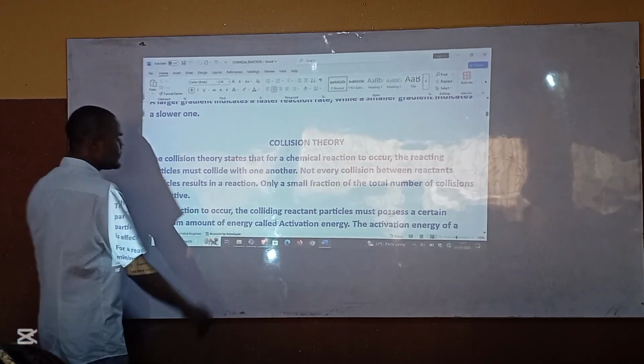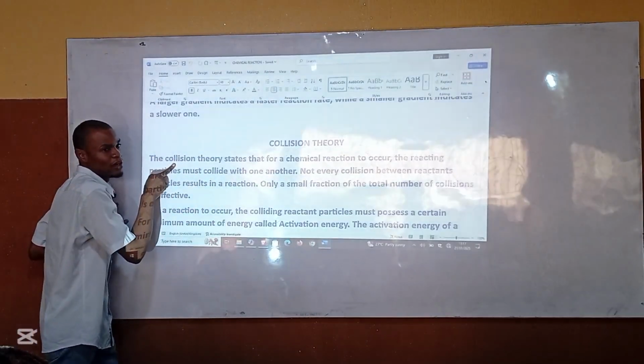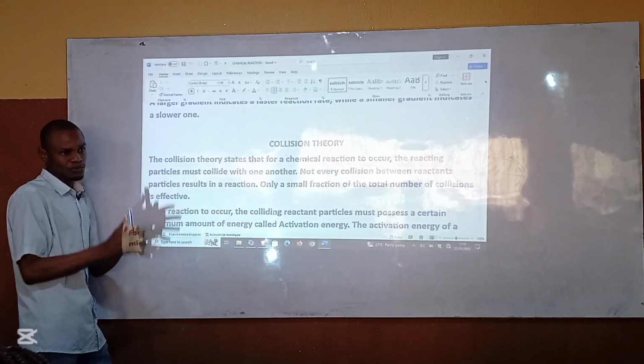Now look at it now. Collision theory. Every reaction that takes place undergoes this theory. For two things to mix together, they must collide. If they didn't collide, they will not be able to mix together.